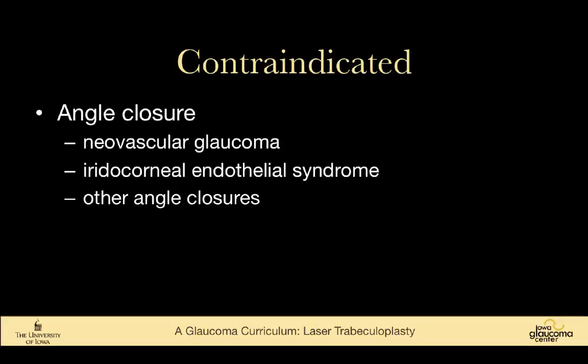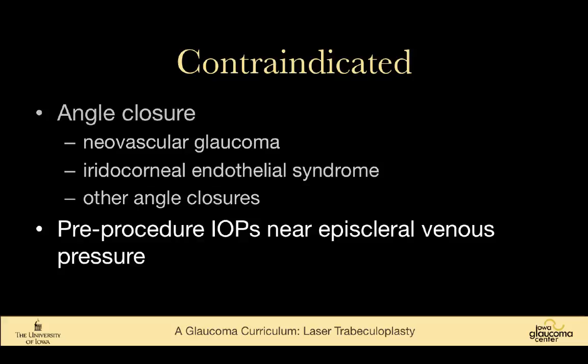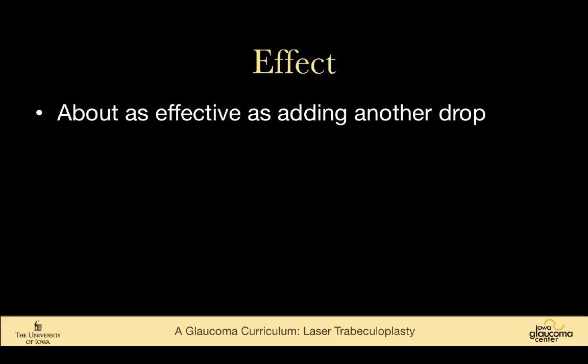It's less likely to work in people who are aphakic, have angle recession, inflammatory glaucomas, congenital or developmental glaucomas, or juvenile glaucoma. It doesn't mean that it will never work in those situations, but it's less likely to work. And really contraindicated in people with angle closure. Obviously, you need to have a view of the angle to do trabeculoplasty. So neovascular glaucoma, the ISIS syndromes, and other angle closure glaucomas. And as I said before, glaucomas in which the pre-procedure pressure is near episcleral venous pressure. So it works better on eyes that have a somewhat higher intraocular pressure than eyes that have low pressure. It's about as effective as adding another drop.